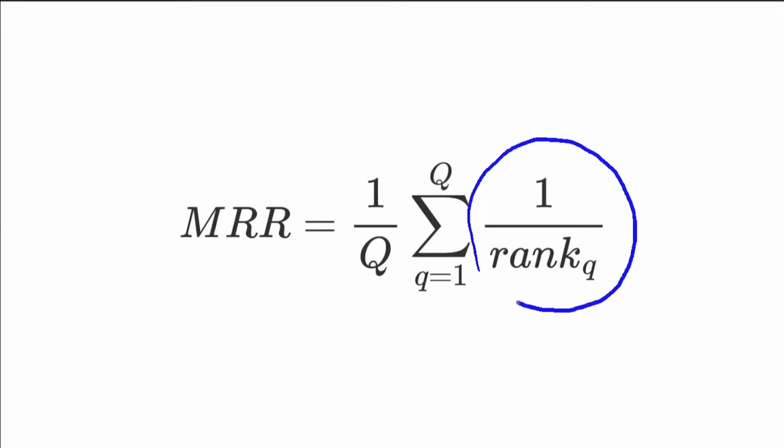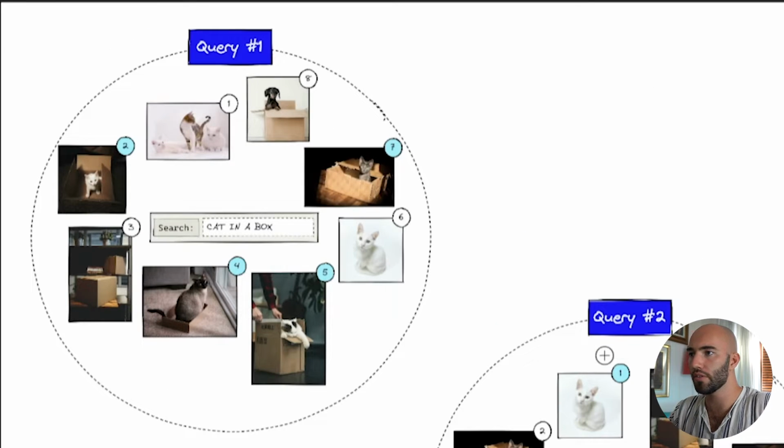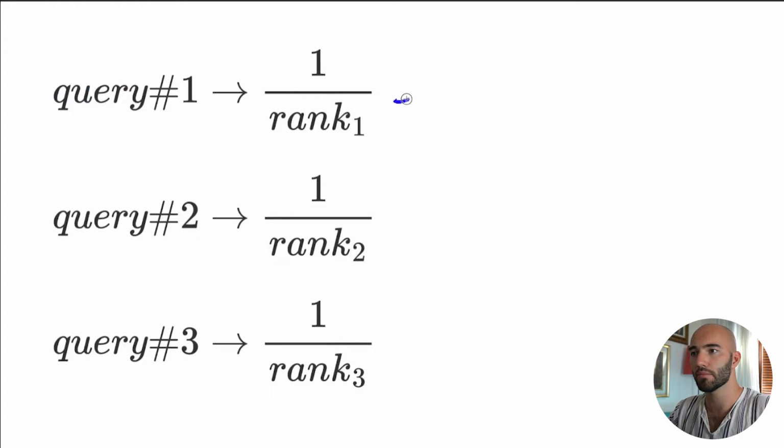The reciprocal rank is the 1 over rank Q that you saw before. Now what this does is return the rank of the first relevant item in the rank Q position. That's what rank Q means. So for your query Q, it returns the first relevant rank. So in an ideal scenario, this would be 1. If we take a look at query 1 over here, the first relevant item is in rank 2. So that means here that the reciprocal rank for query 1 is 1 over 2. So we get 0.5.